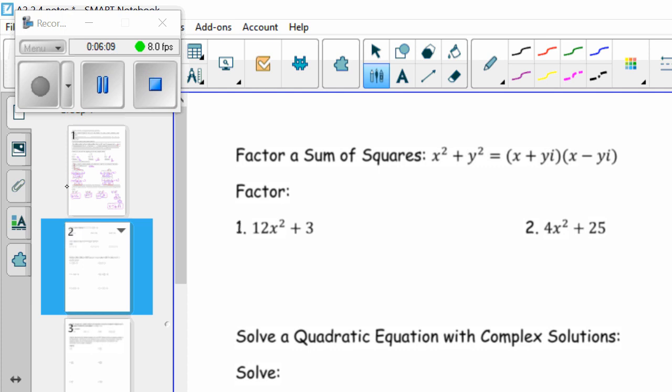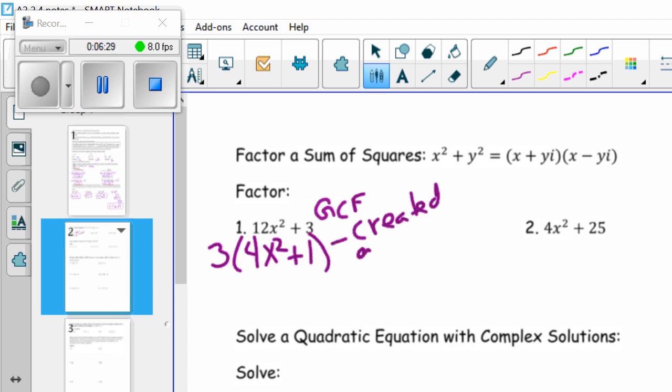Okay. So number one, factor 12x squared plus 3. Well, right now all that I can do is GCF, because that's not a sum of squares. 12x squared and 3 have a 3 in common. If I pull a 3 out, I get 4x squared plus 1. I just created a sum of squares. So now I need to factor this down.